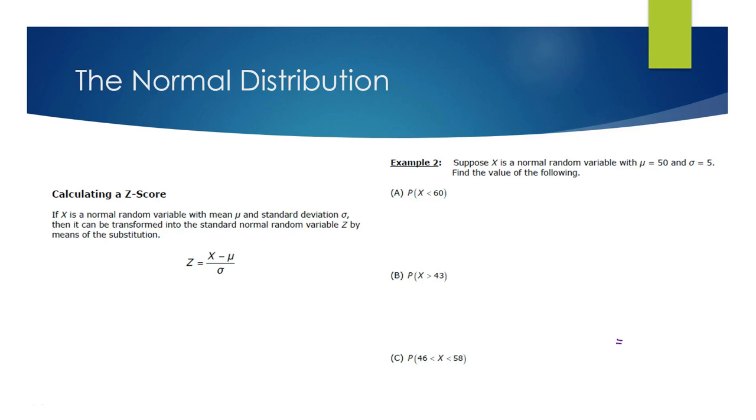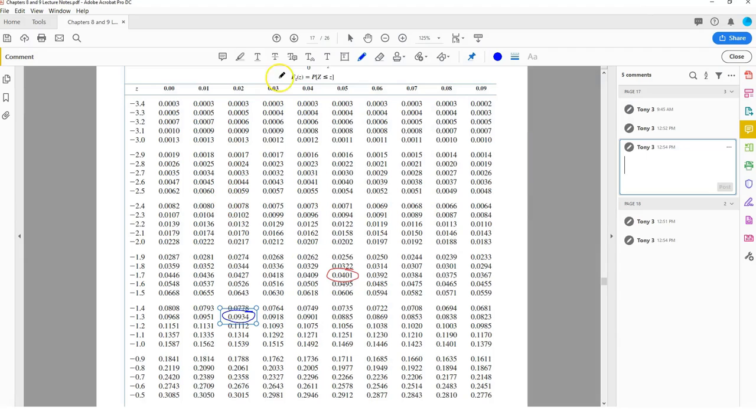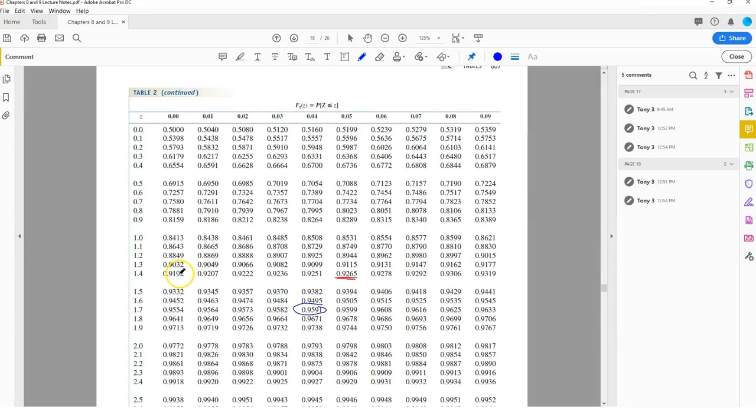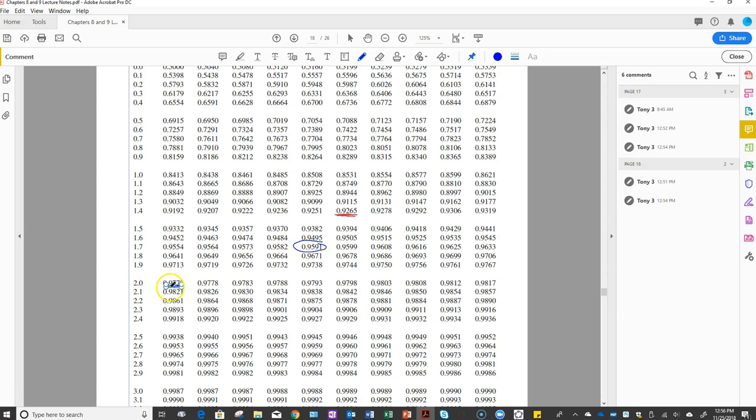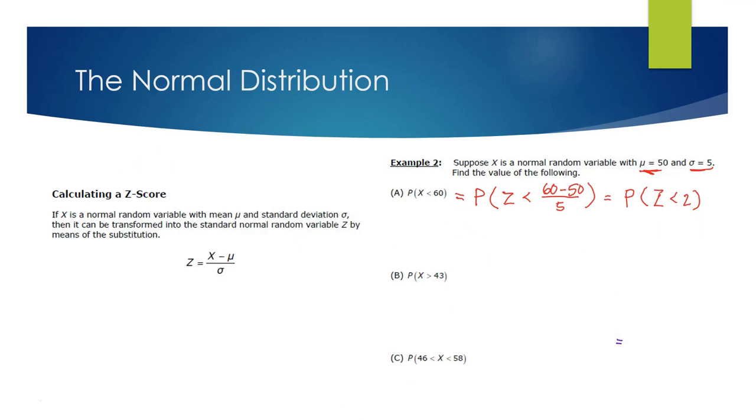Well, for A, the probability that x is less than 60 is going to be calculated from me doing 60 minus 50 over 5. So z is going to be less than whatever that equals, and that happens to equal 2. So I'm looking for the probability that z is less than 2. So when I come back to here, and I'm going to go to the positive z table, I'm looking for the probability of being less than 2, 2.00, so that's 0.9772. And that's what the probability is. So the probability of being less than 2 is 0.9772.